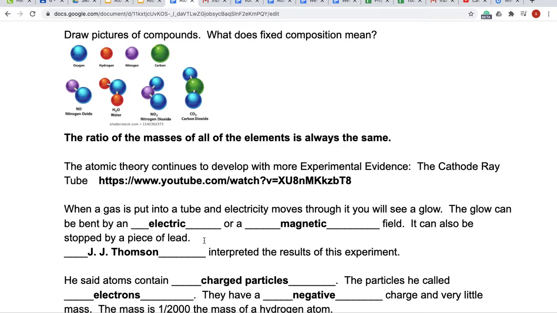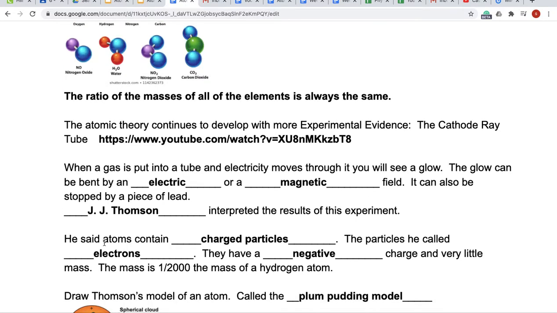And so the guy that did this was J.J. Thomson. And what he ended up saying was atoms actually aren't just these indivisible structures. There's actually something else going on in there. There's some charged particles in there. And he actually called the particles electrons. The electrons have a negative charge, and the mass is really small. The mass is 1/2000th the mass of a hydrogen atom. So you take the whole hydrogen atom, and just 1/2000th of that is the electron.